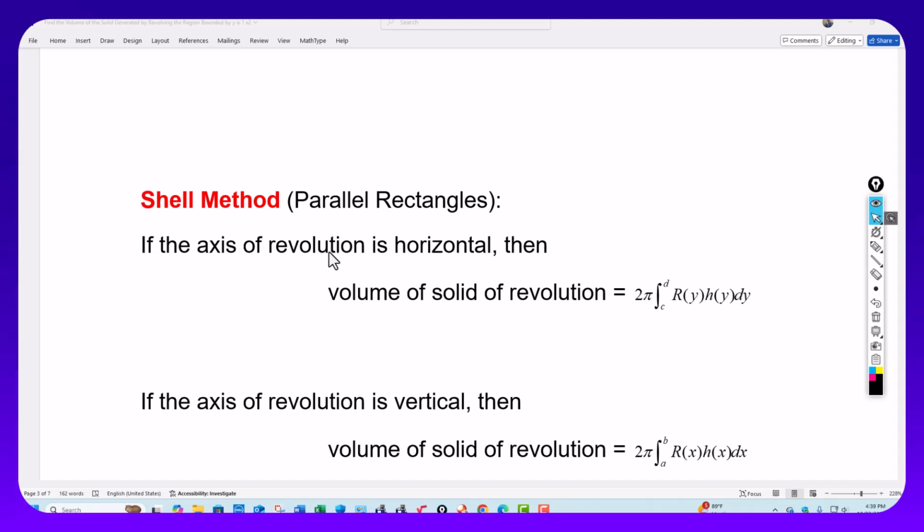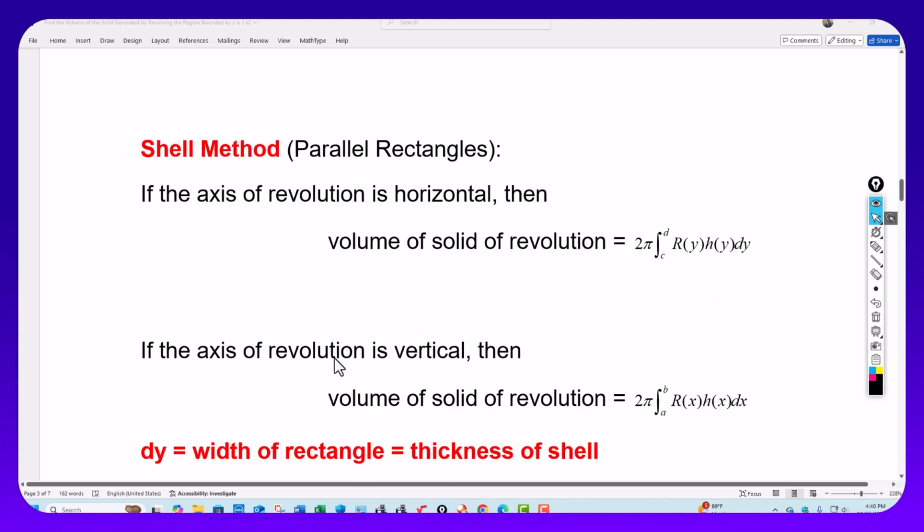or if the axis of revolution is horizontal, then the volume of the solid of revolution is given by this formula. Again, having to do with the volume of a cylindrical shell, 2 pi integral from c to d of r(y) h(y) dy. And if the axis of revolution is vertical, then the volume of the solid is given by this formula, 2 pi integral from a to b of r(x) h(x) dx.